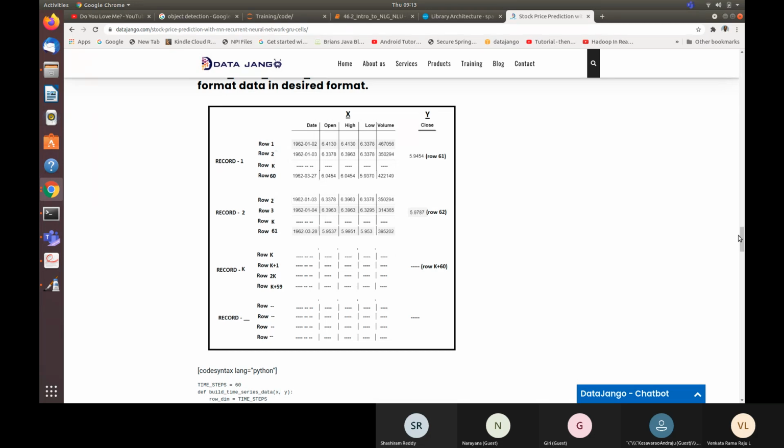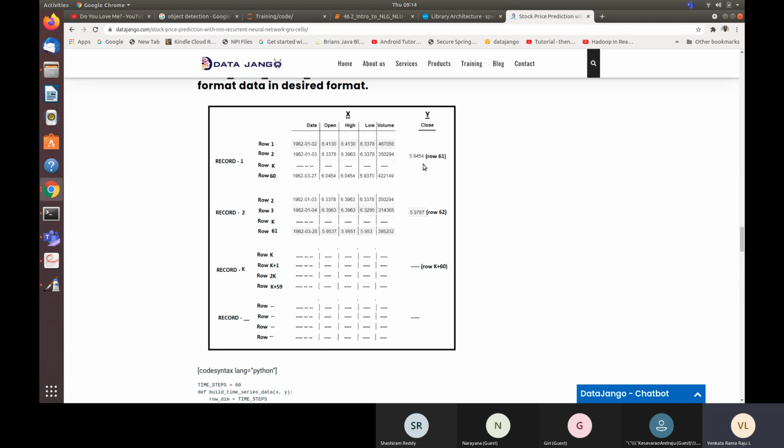Sir, why is it a Y predict? We are actually saying row 61. When we pass row 1 to row 60, we are actually predicting the next day's stock price. Yes, not the same day's stock price. Yeah, you can do that also. If you take the 60th day as the output variable, you can predict today's price. Today's closing price also you can predict.